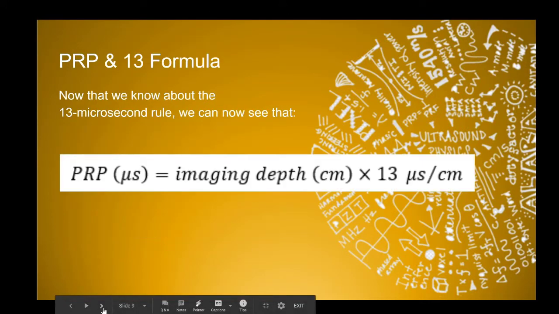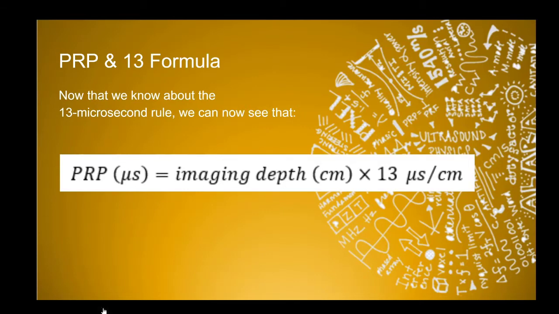And of course, there's a formula that goes along with it. Thankfully, this one isn't too different from what we just learned. Now that we know the 13 microsecond rule, we can determine what PRP is going to equal by taking the maximum depth that we have our machine set to and multiplying it by 13 microseconds.